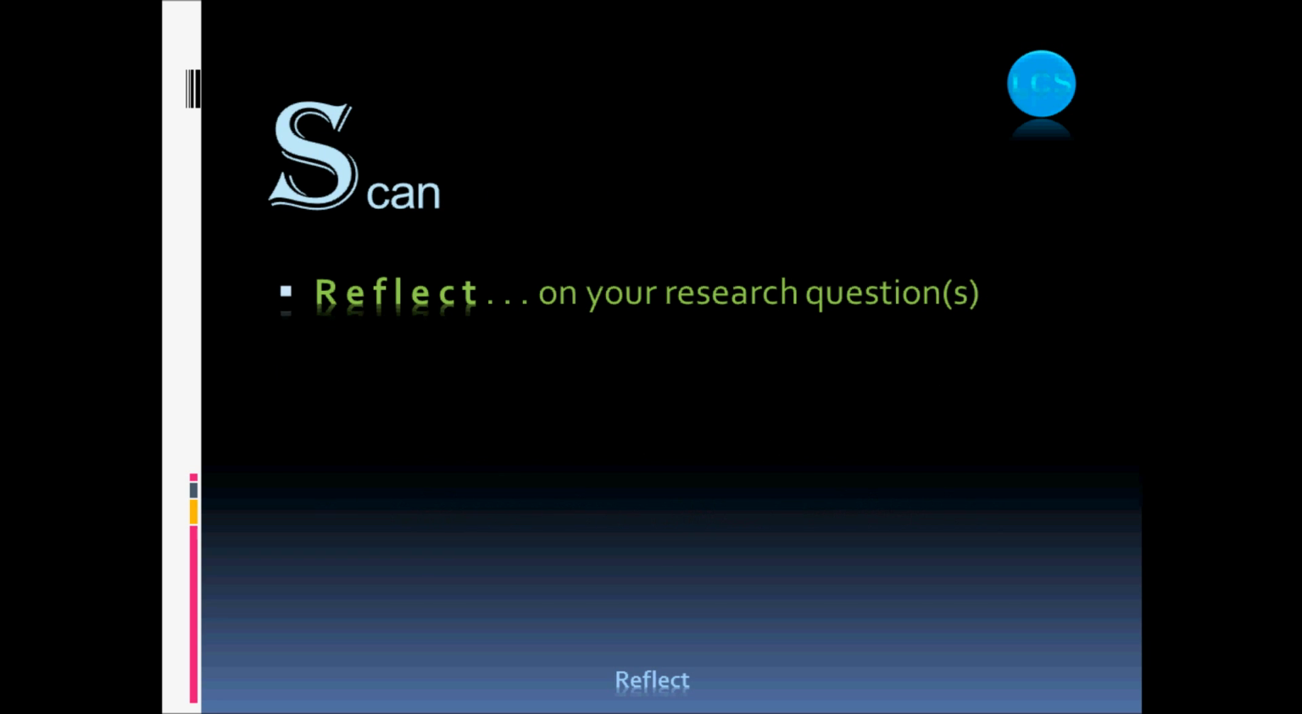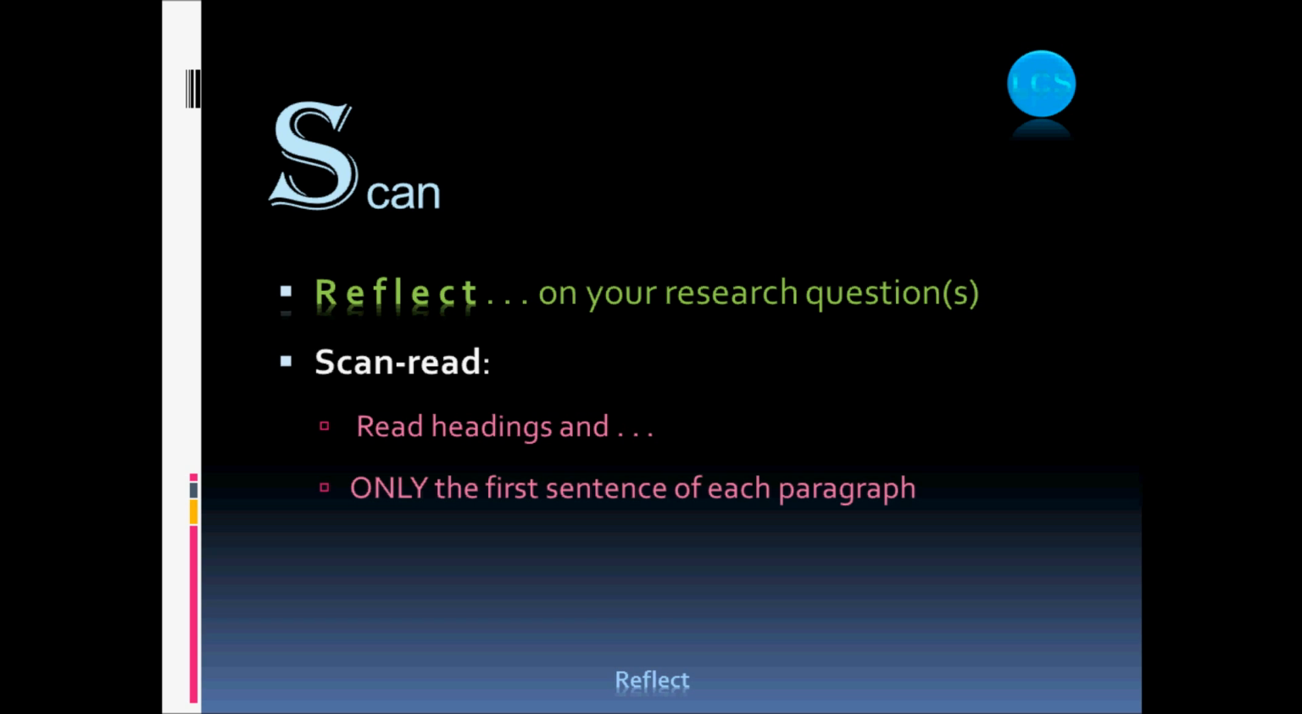The next step is to go through the article, scanning it. But before you do that, again, remind yourself of the research question or questions that you're trying to address with your reading process. You then scan read as follows. You read the headings and only the first sentence of each paragraph. And you look at the graphics, the diagrams, and the figures along the way. And we always know that a picture paints 1,000 words, and we get a lot of information from these graphics, diagrams, and figures.